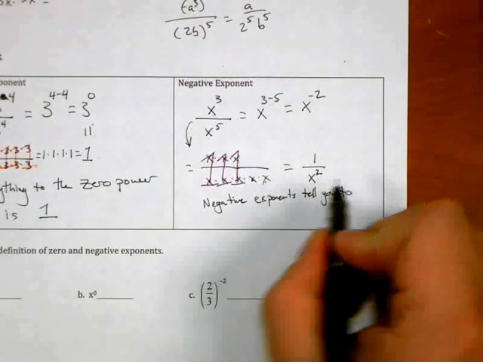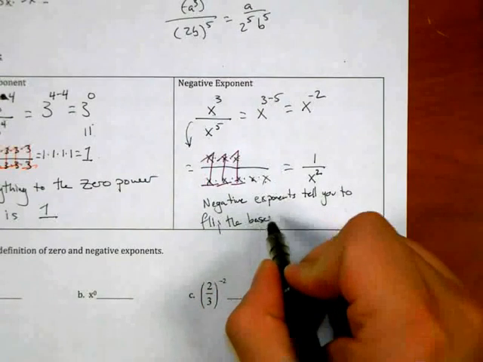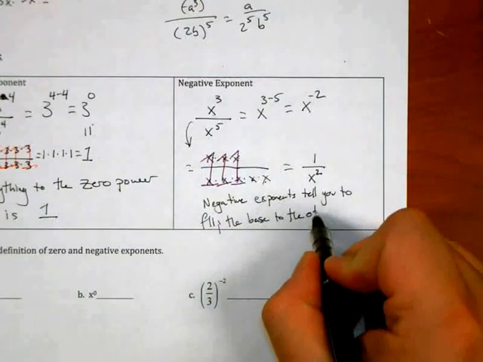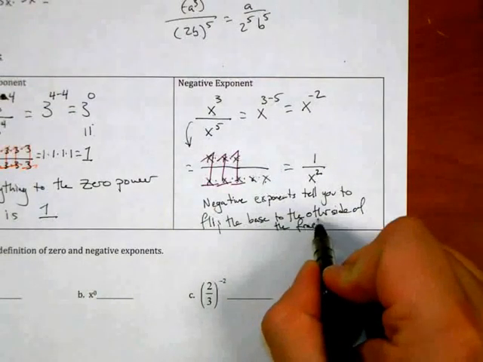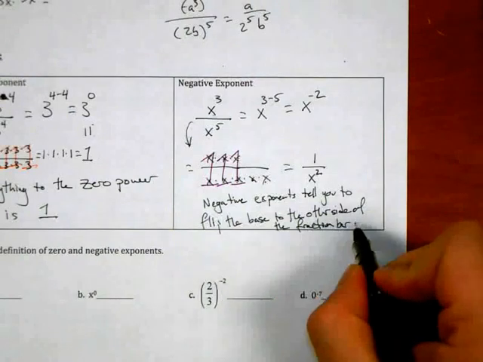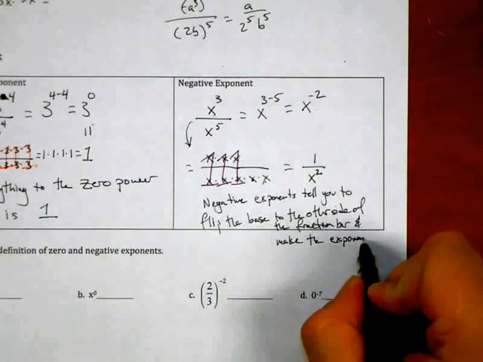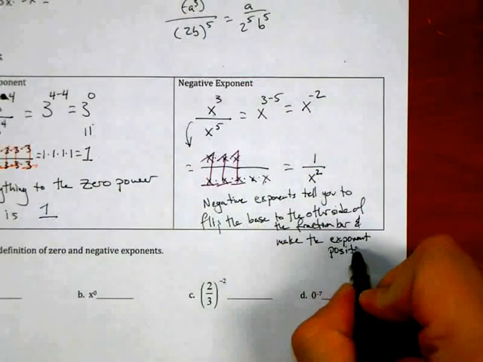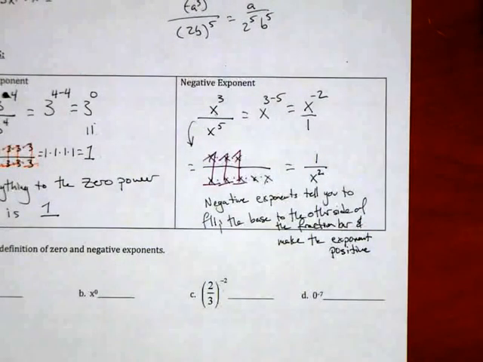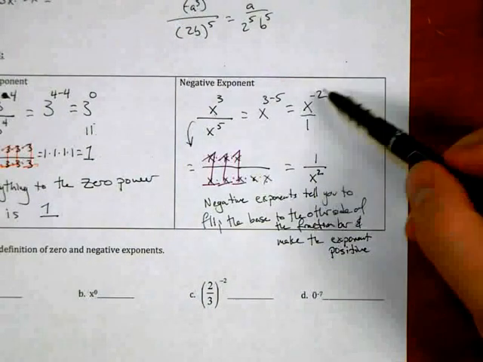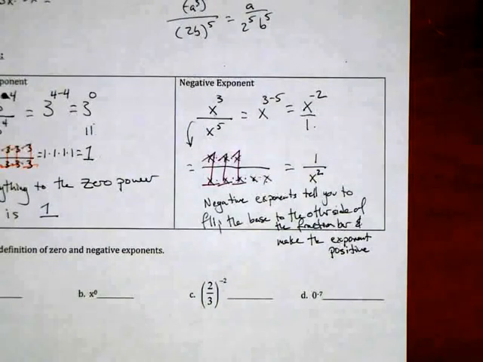tell you to flip the base to the other side of the fraction bar and make the exponent positive. Right? Because we can always turn this into a fraction by putting it over 1. So if I flip it down below and change it to a positive, I get 1 over x squared.